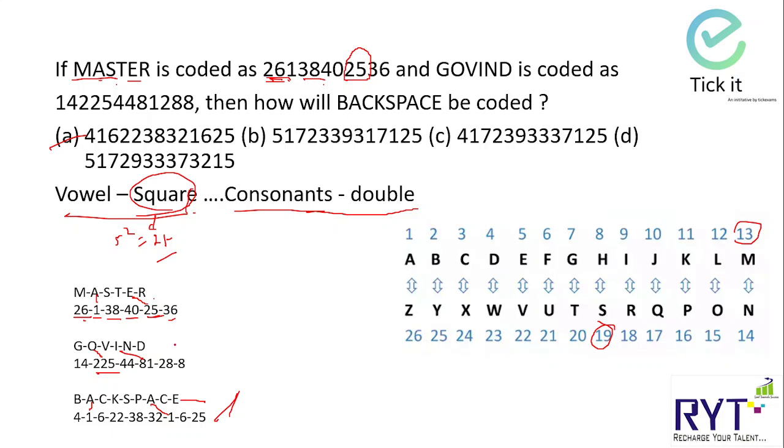Let us do that. B is a consonant, that is 2, so double: 2 twos are 4. A is a vowel, 1 square is 1. C is a consonant, 3, 3 into 2 is 6. K is a consonant, 11, 11 into 2 is 22. S is a consonant, 19, 19 into 2 is 38. P is a consonant, 16, 16 into 2 is 32. And so on. If you go to E, 5 square becomes 25. So option 1 is the right answer.